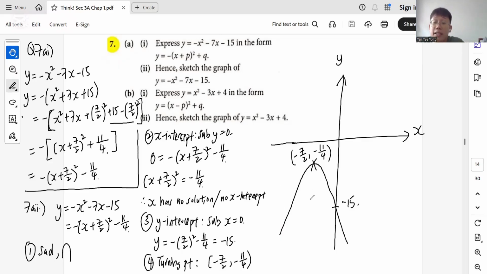So no x-intercept, so nothing to see, to be honest. So this is y equals to -x² minus 7x minus 15. As you can see, the turning point is both negative, the negative part of the x-axis and the negative part of the y-axis. Then the y-intercept is just -15. And take note, no x-intercept. So this is it for question 7a.